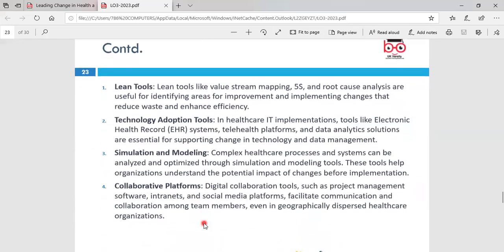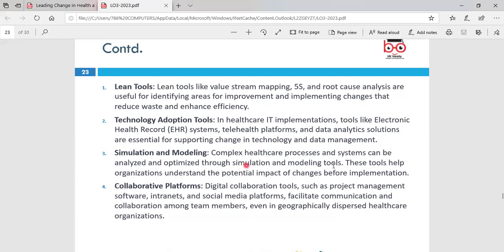Lean tools, we've talked about this earlier. You have value stream mapping, you have 5S, you have root cause analysis. They're there to find out what went wrong and how it can be improved. Technology adoption tools, IT implementations, you have electronic health records. You are going to implement these and have them for a longer period of time. This will help you in technology data management.